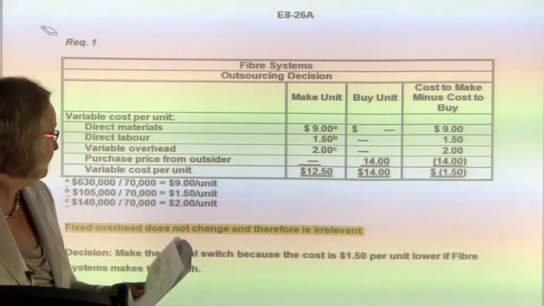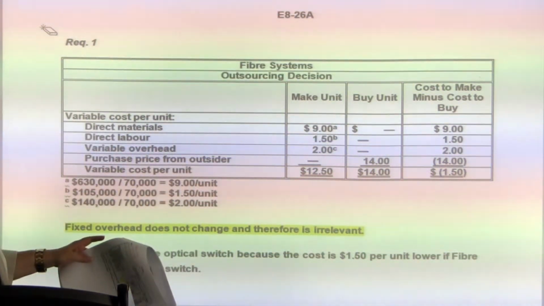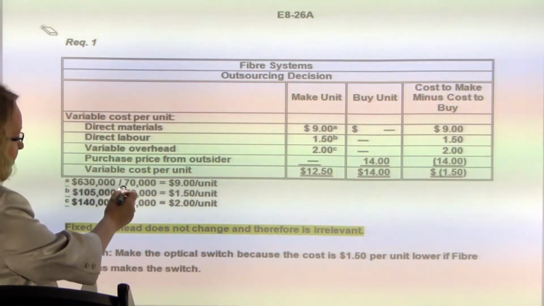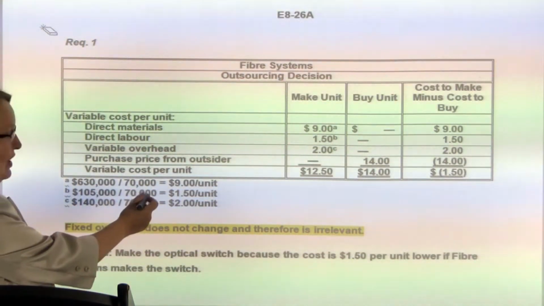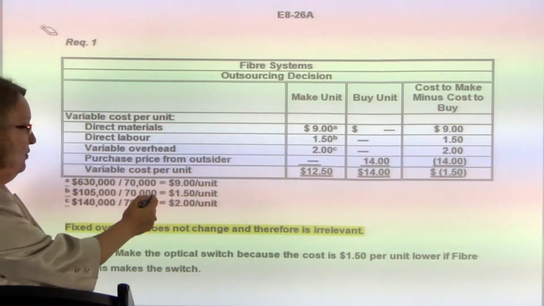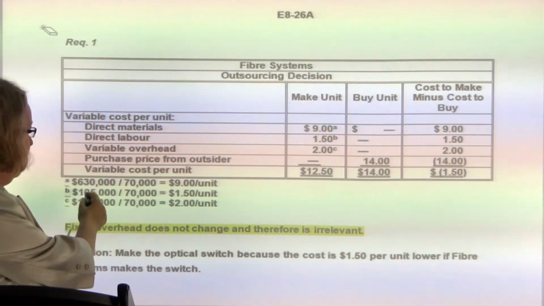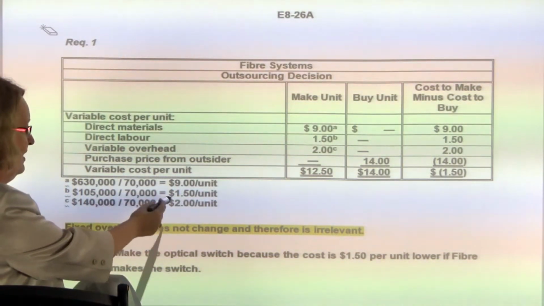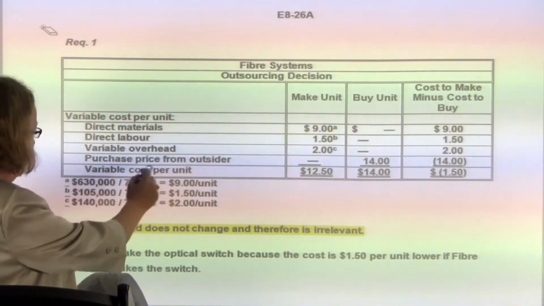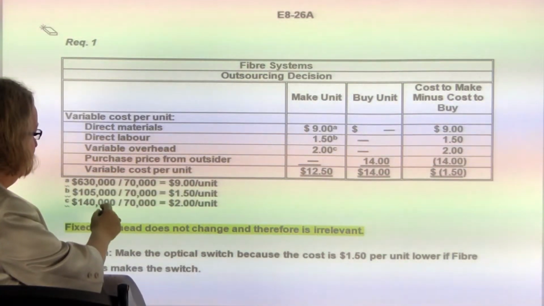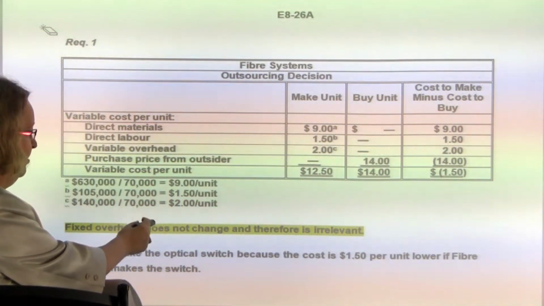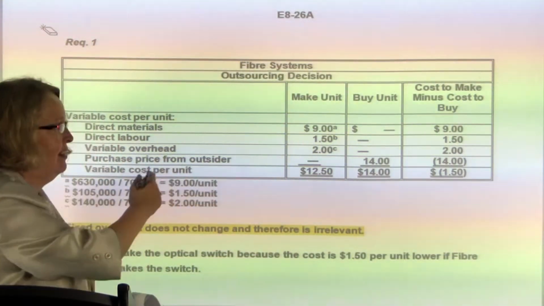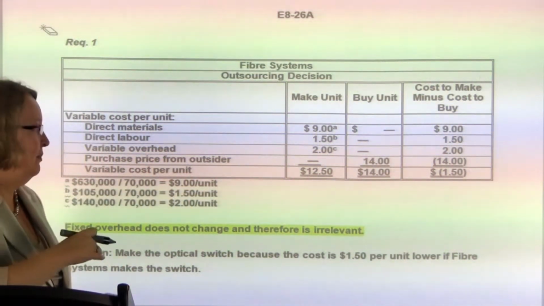But what you need to do is divide each of these amounts by 70,000 units, which is what you've done right here. So 630,000 in direct materials, divide by your 70,000 units, will give you $9 per unit. Similarly, the $105,000 direct labor, divide by 70,000 is $1.50, and variable overhead, 140,000 divided by your 70,000 units is $2. So that's where these numbers are coming from.